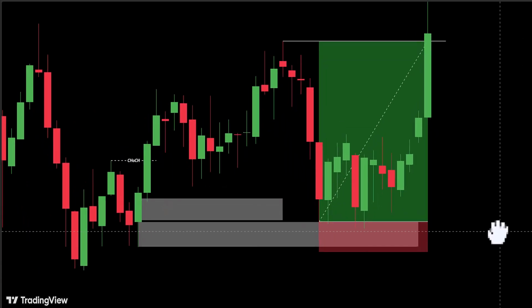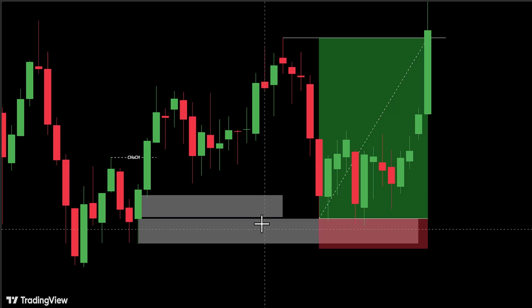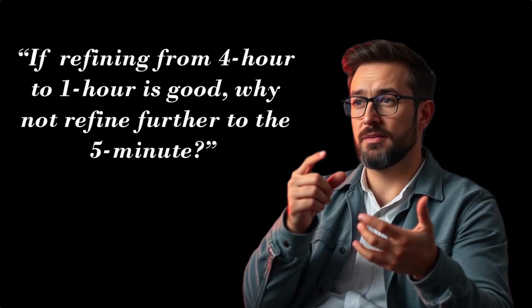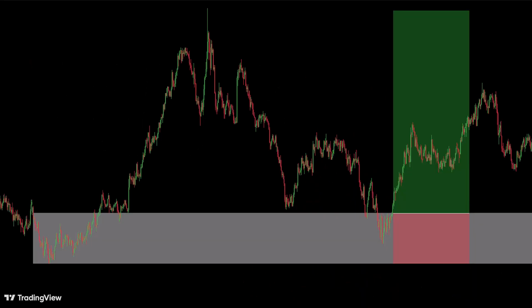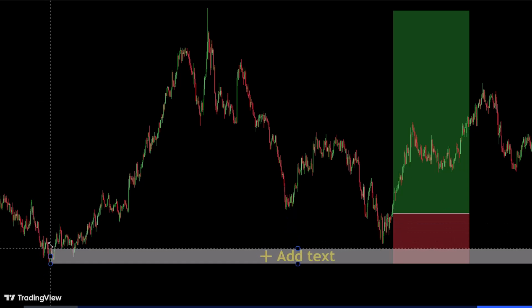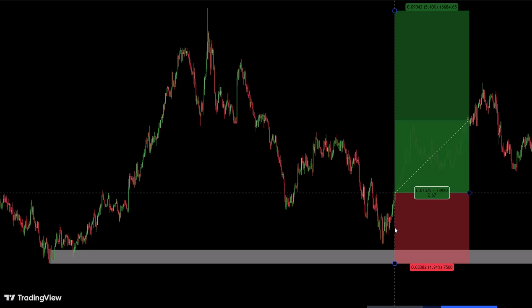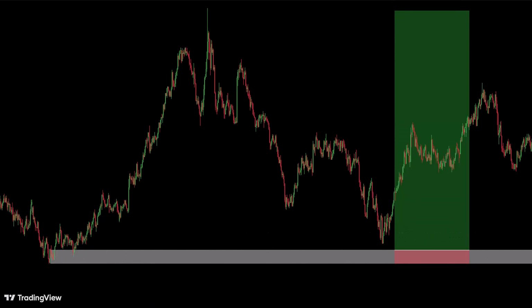Now there's one danger with refinement, which is over-refinement. You might think, if refining from 4 hour to 1 hour is good, why not refine further to the 5-minute? The problem is that smaller zones deep inside the move are often never reached. On paper, a setup like this might offer a huge 25R return, but in reality, it will be missed most of the time.